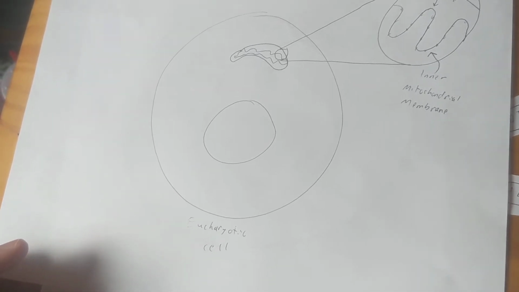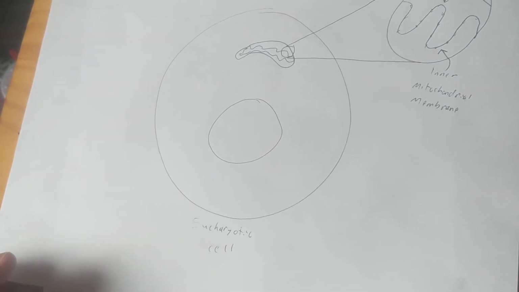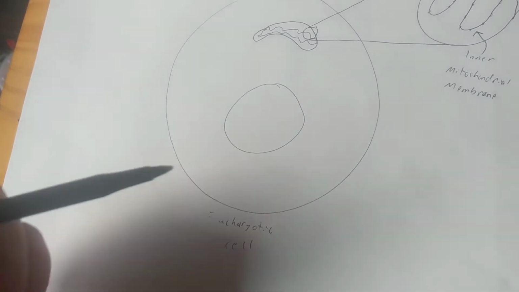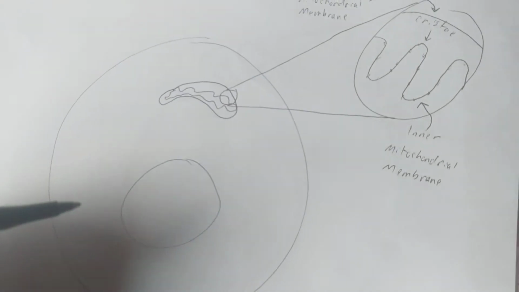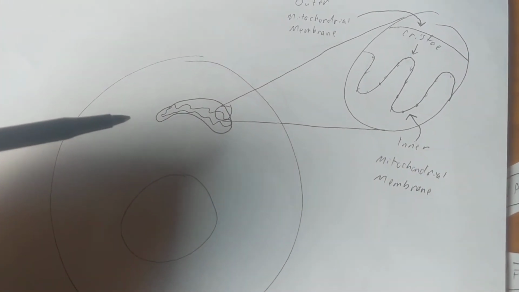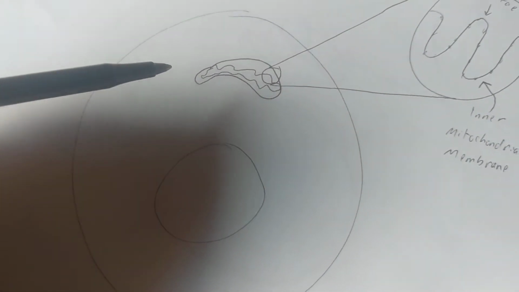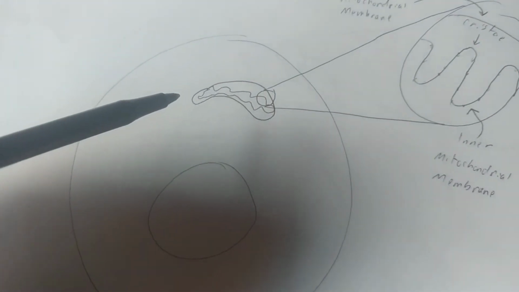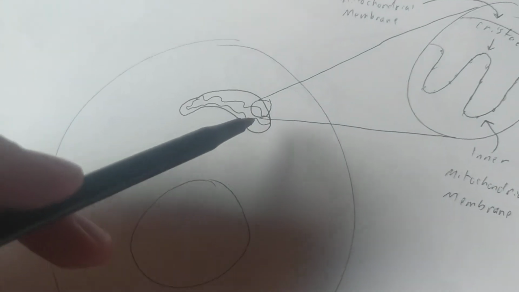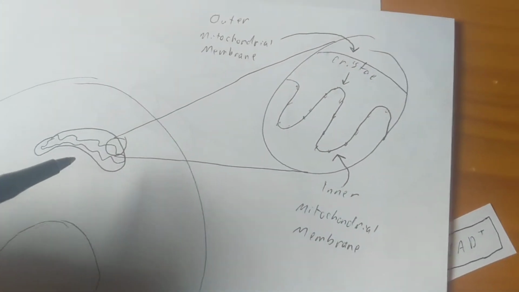Okay, we're going to be talking about oxidative phosphorylation. So right here we have a eukaryotic cell. Notice it has a nucleus and a mitochondria. Now if you look at the mitochondria, you notice that it has these little bumps in the center of it. Let's take a closer look at one of these and let's see what we find.